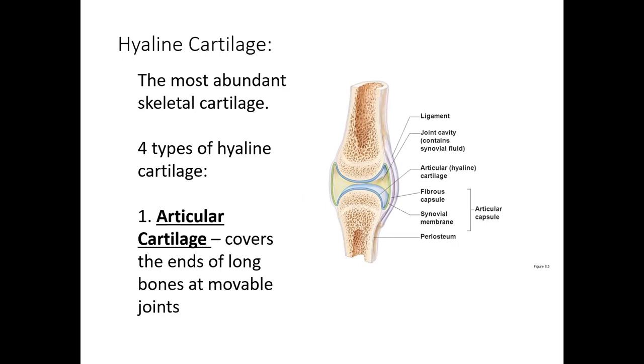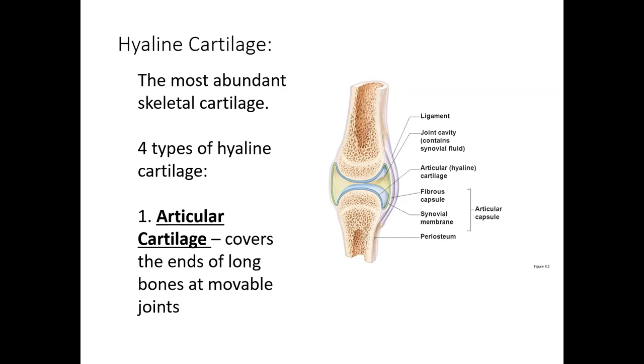Question 4, what is the most abundant type of cartilage? Hyaline cartilage is the most abundant type. It covers the ends of long movable joints. Here is where a synovial joint is located in the body, and the hyaline cartilage is the type of cartilage that's located in this area.